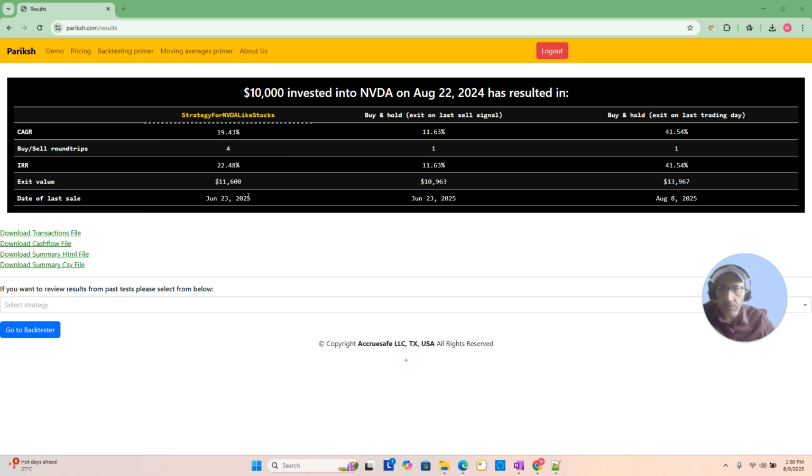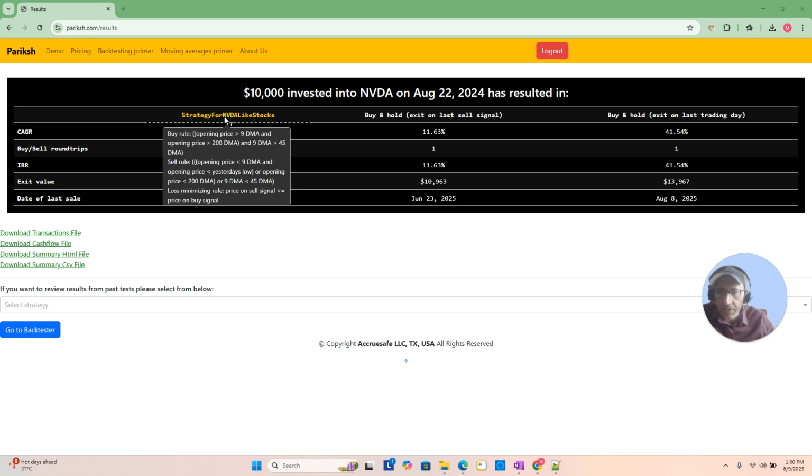So the first column is for the criteria we defined. We gave it a name, strategy for NVIDIA like stocks. If you hover on that, it's giving you the rules that we defined: the buy rule, sell rule, and the loss minimizing rule.